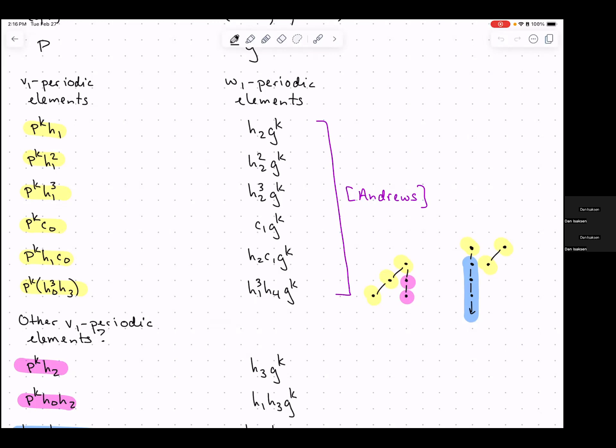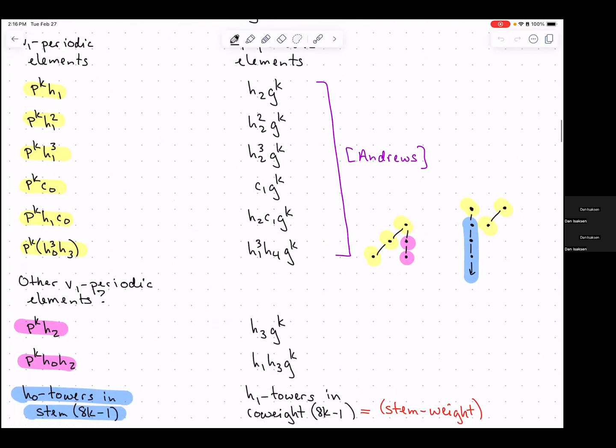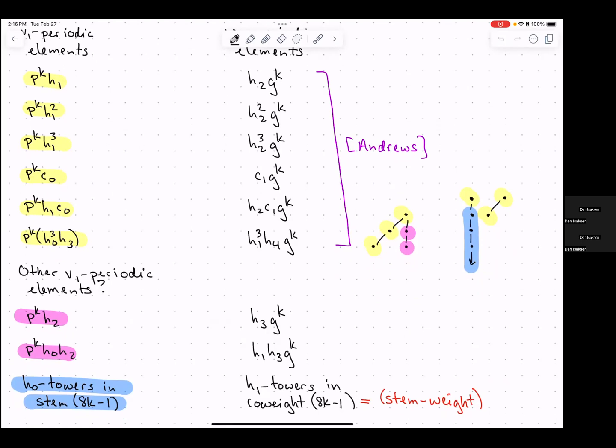Okay, but that leaves some elements. It leaves these 2 pink elements that he did not address, and all of these blue elements as well. I have an arrow here because the length of this tower varies depending on the stem. Right, that's the image of J stuff there. So that's what we're going to do. We're going to look at the 2 pink ones and the blue ones. That's our goal. We're not going to resolve everything about the blue thing. We're going to resolve everything about the pink ones, and we're going to resolve most of the blue.